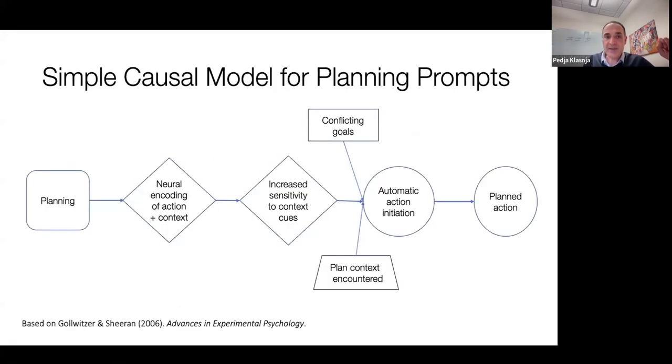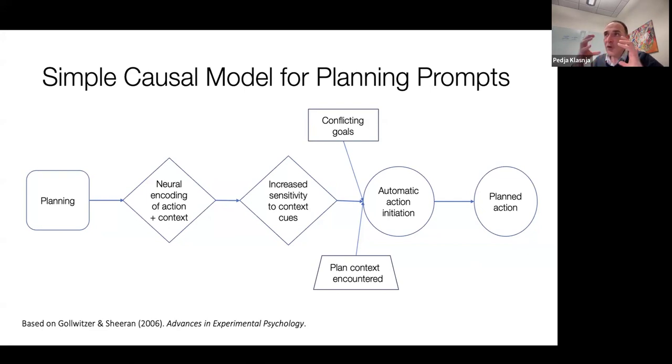But let's just start with saying, okay, so how does planning actually work? This is a simple causal process that derives from Peter Gollwitzer and Paschal Sheeran's 2006 paper, which basically says that with these kinds of implementation intentions, the main mechanism that is being activated is the encoding of both the action that needs to be taken as well as the context in which that action needs to be taken.